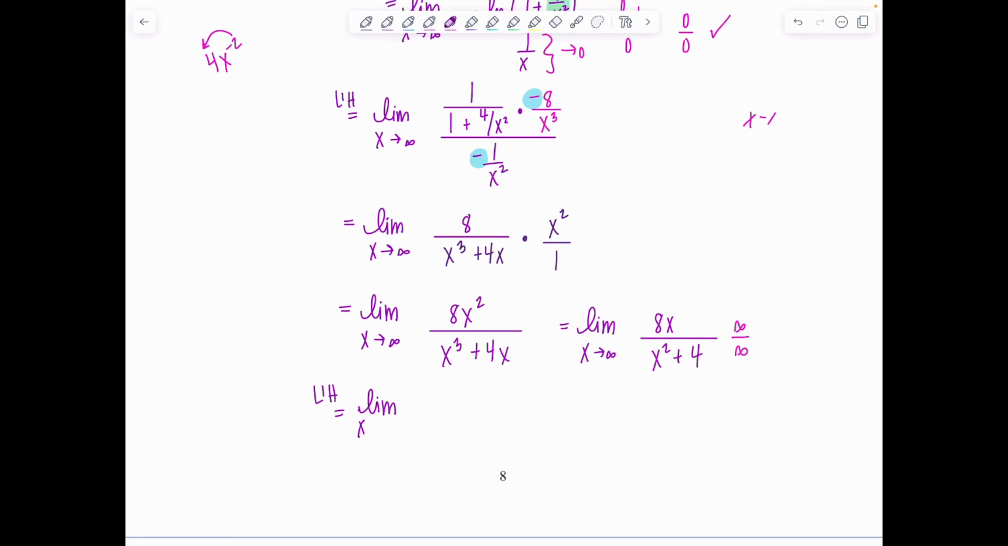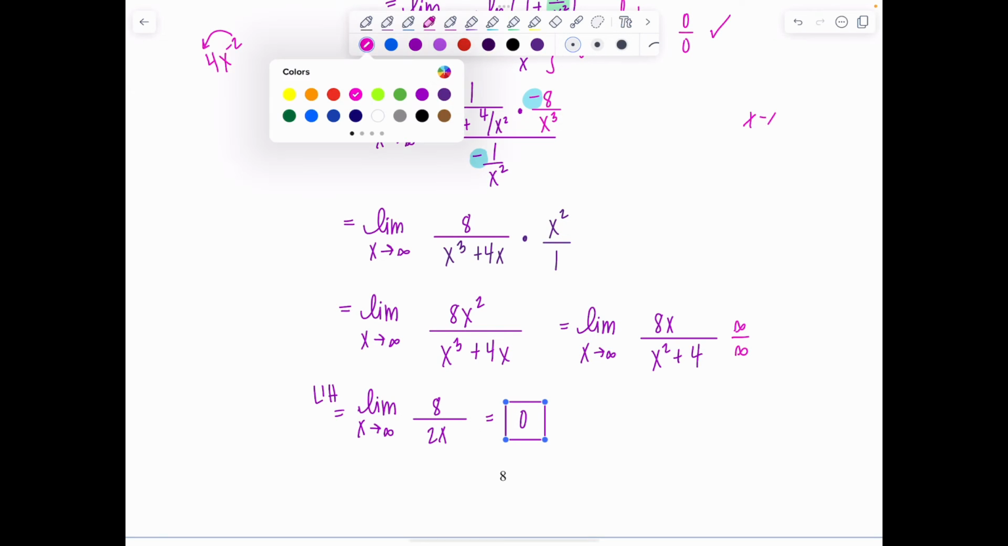So this is limit, x goes to infinity, derivative of 8x is 8, and derivative of the denominator would be 2x. So now x is going to infinity. We have 8 over infinity, which approaches 0. Boom. Now, no, we're not done. This is where things get a little spicy. Let me white out the page number so it's not in our way.